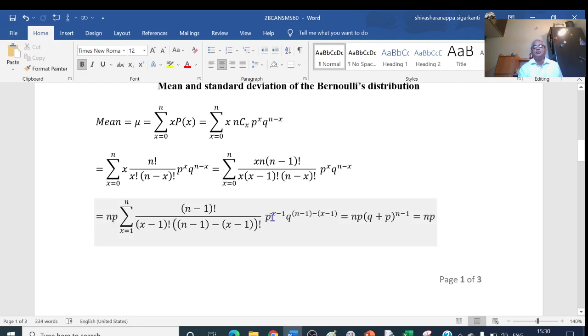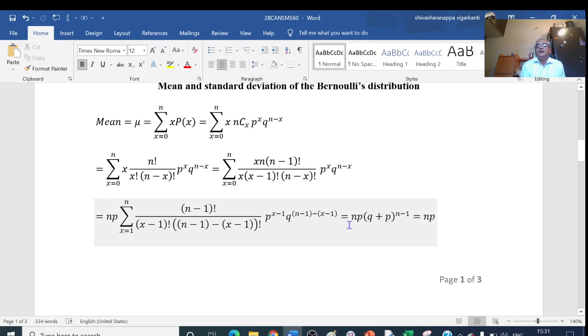1 p I have written outside, this becomes x minus 1 into q to the power of n minus x. Again I will write this n minus x as n minus 1 minus x minus 1. So this is equal to np into, this is nothing but, just assume that in place of n minus 1 I have n and in place of x minus 1 we have x. Then this is nothing but the n minus 1 power of p plus q. That is this binomial term, we can have this as p plus q to the power of n minus 1.